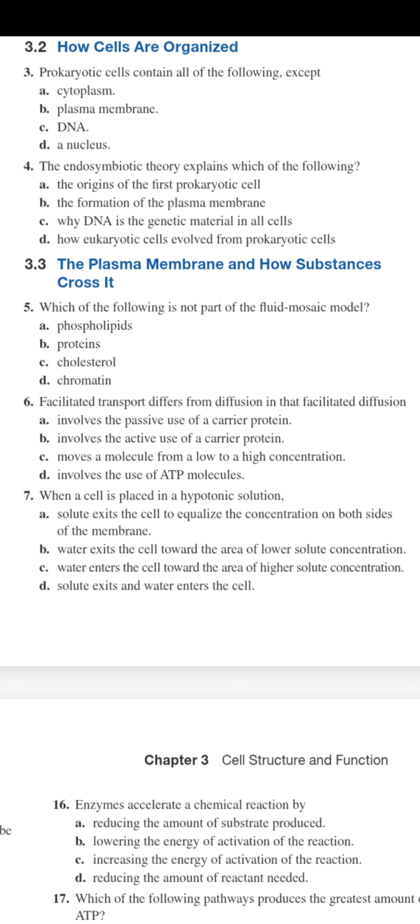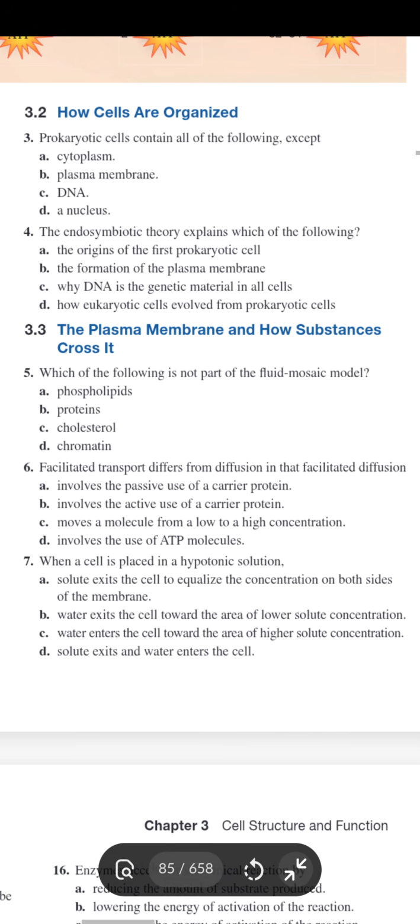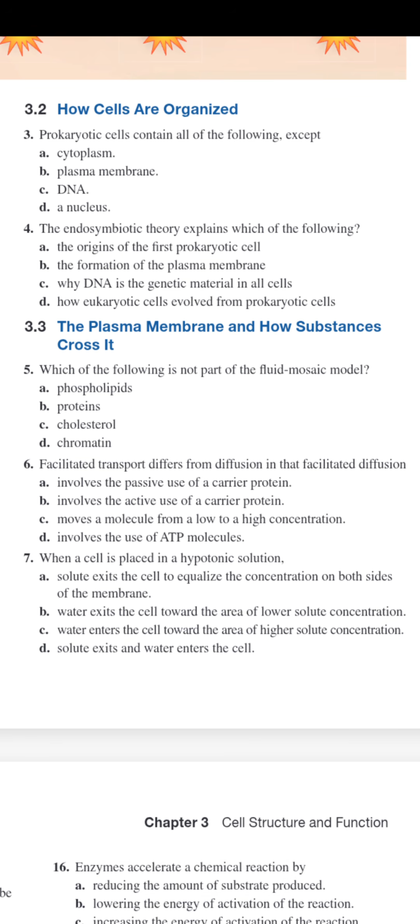So let's read the question. Prokaryotic cells contain all of the following except, keyword except: cytoplasm. All cells have cytoplasm. Plasma membrane, also known as cell surface membrane, all of them have it. DNA, when we say DNA, we refer to the genetic material. All of them have genetic material.